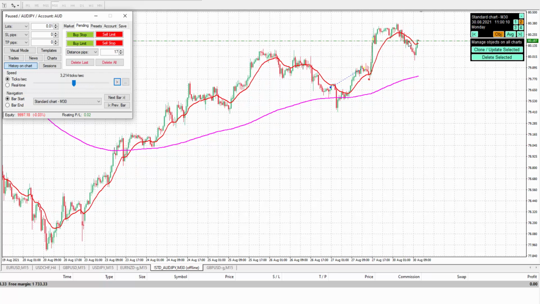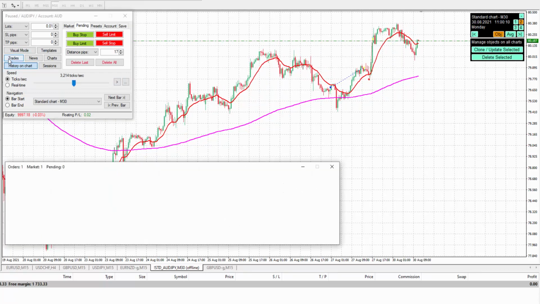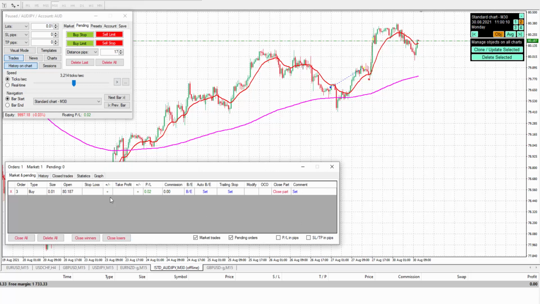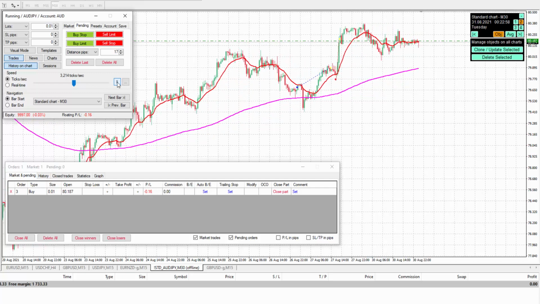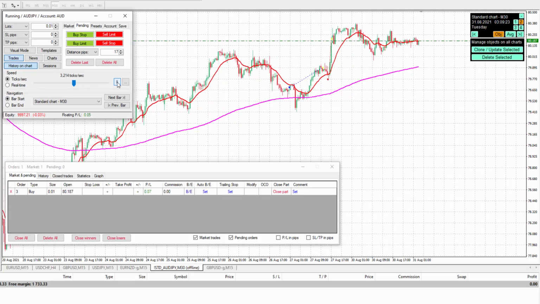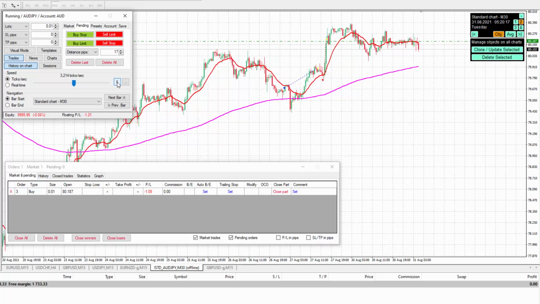Okay, it has entered below. And if we look at trades, we have currently one open position. And here's the profit and loss of this trade. This is a simulation, but it would be nice if it went up a little bit.